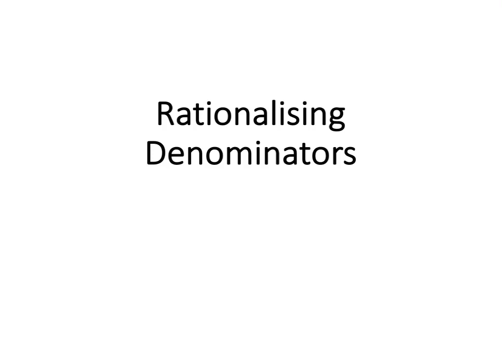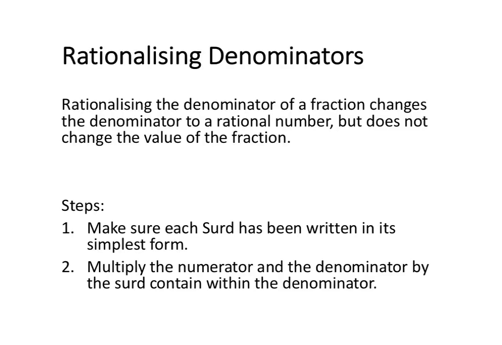In this video, we're going to have a look at how we simplify expressions involving surds by rationalising the denominators. Now, rationalising the denominator of a fraction changes the denominator to a rational number, but does not change the value of the fraction. This is done by completing the following steps.